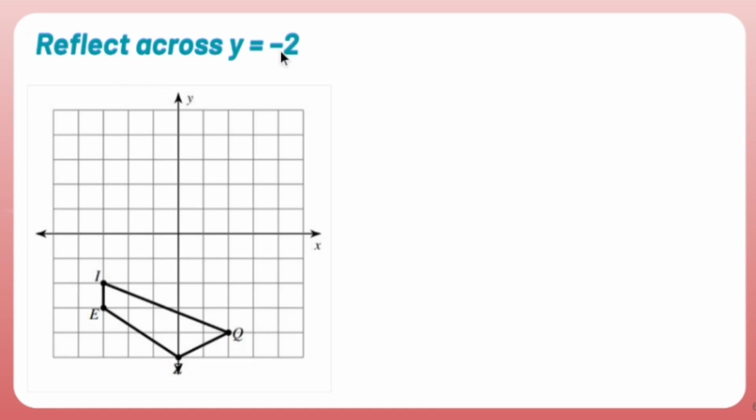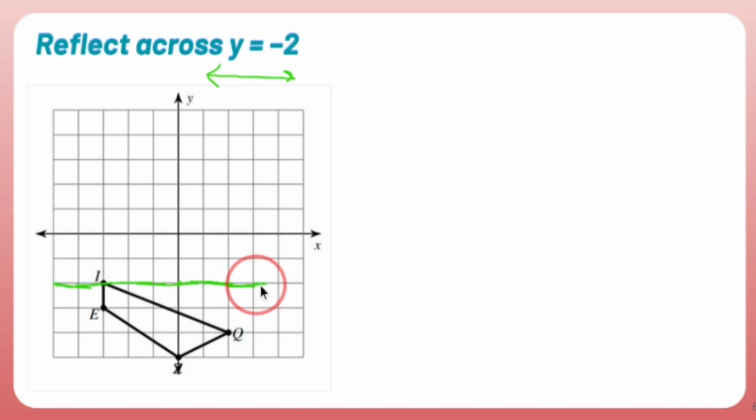Reflect across the y equals -2 axis. All right, usually I reflect over like the x-axis or the y-axis, but this has me building a brand new mirror. Y equals -2 means I'm going to have a horizontal line that goes through -2. So let's go to the y-axis, since it's y equals, and go down to -2. There you are. And build my mirror.